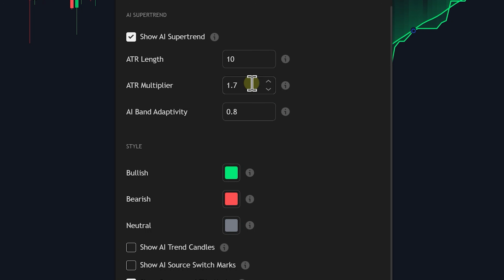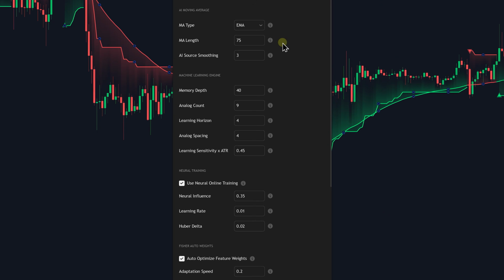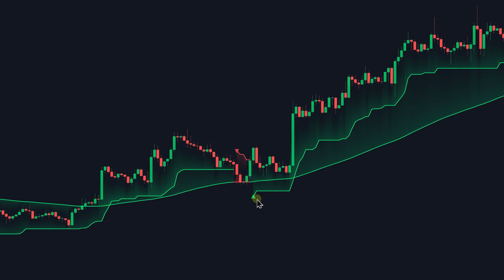For ETHUSD on the 1 hour time frame, I'm going to keep most of the settings at their default values because the indicator was designed to self-adapt. The only adjustment I would consider is increasing the MA length slightly if you prefer smoother trend signals. Once you're done configuring the indicator, click OK, and then let's take a look at how to trade with it.